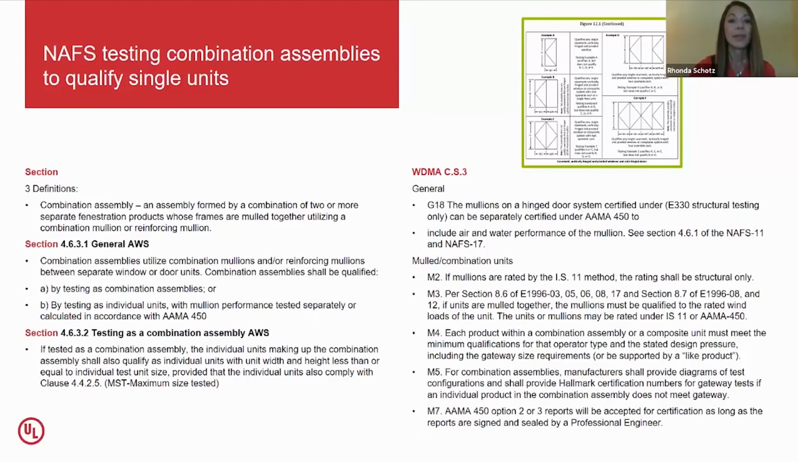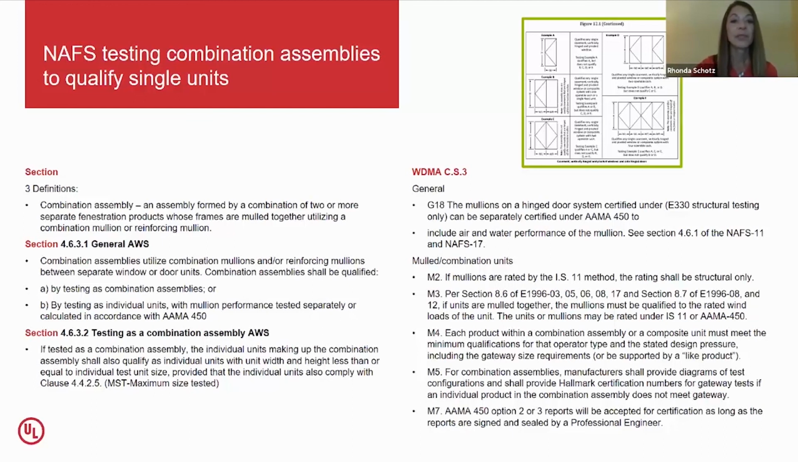When testing combination assemblies, some individual units can also be qualified. Note NAFS section 4.6.3.2. If tested as a combination assembly, the individual units making up the combination assembly shall also qualify as individual units with the unit width and height less than or equal to individual test unit size, provided that the individual unit also complies with clause 4.4.2.5, which is the minimum size tested.